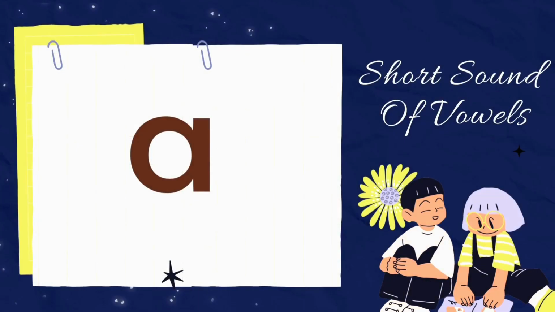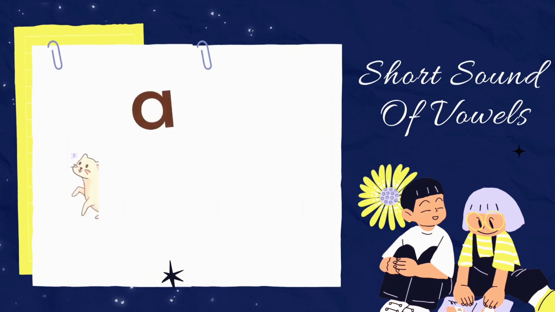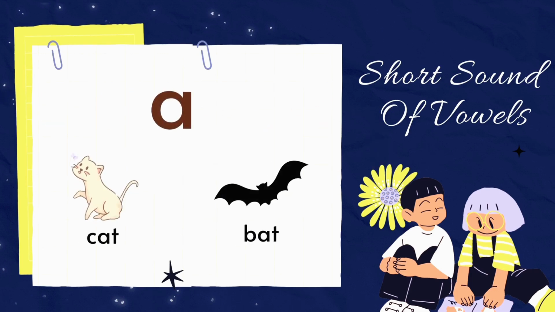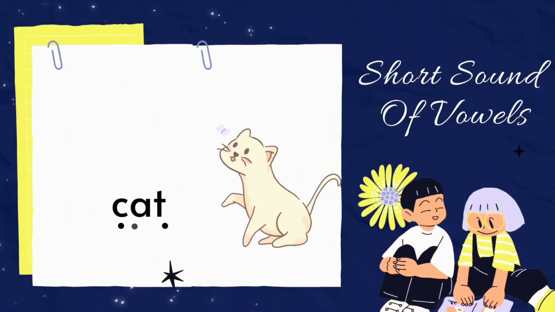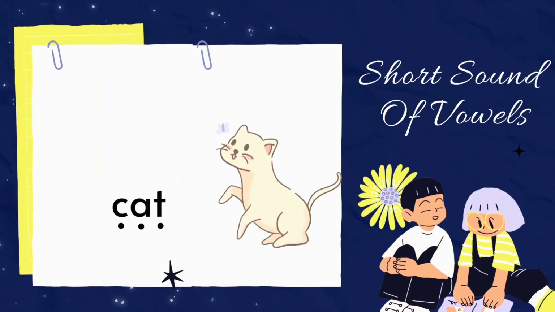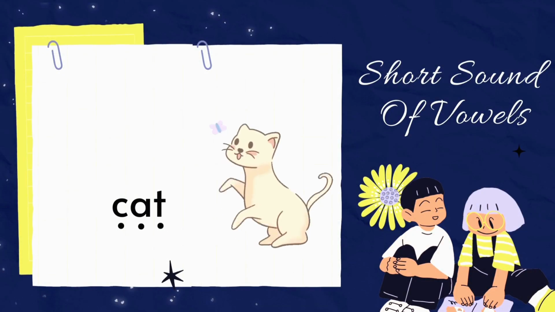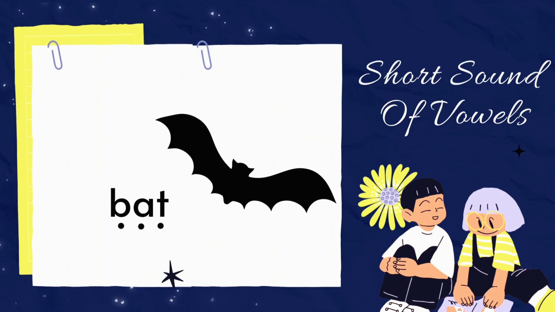For example, the letter A makes the sound ah, as in cat or bat. If we break those words, we will be able to understand the particular short sound of vowel A, as in c-at, c-at. So the A is making the sound ah, cat, bat.